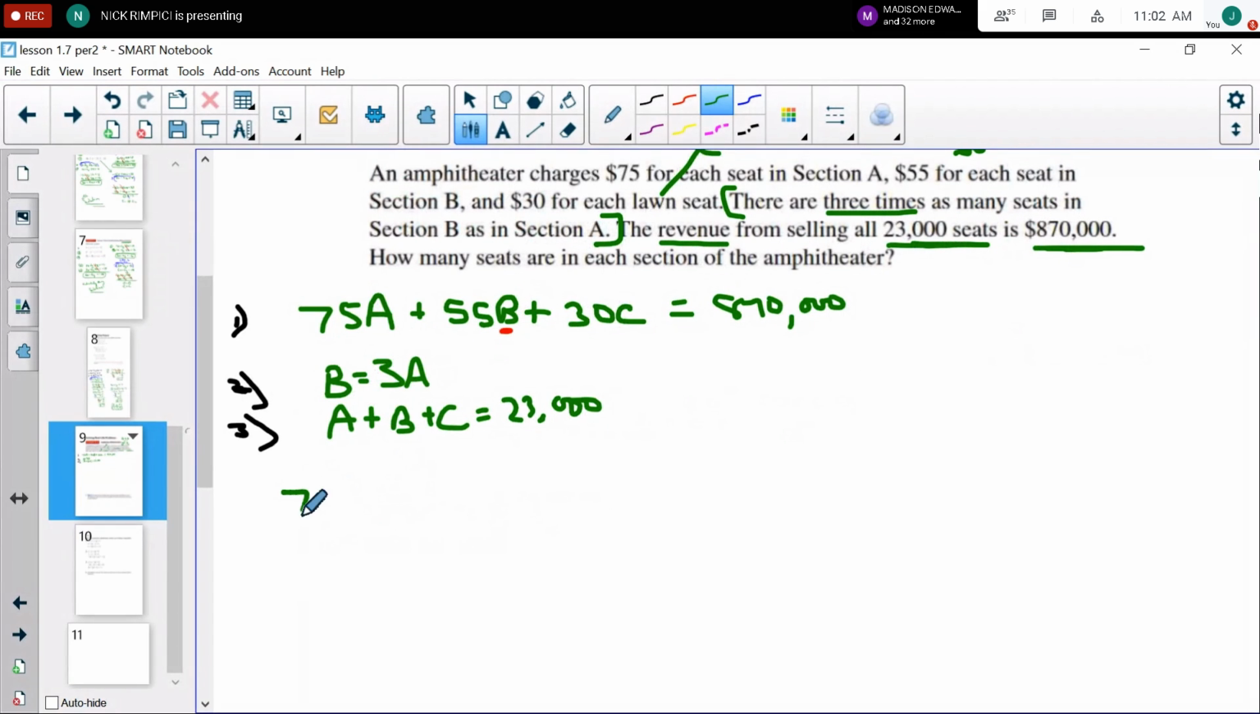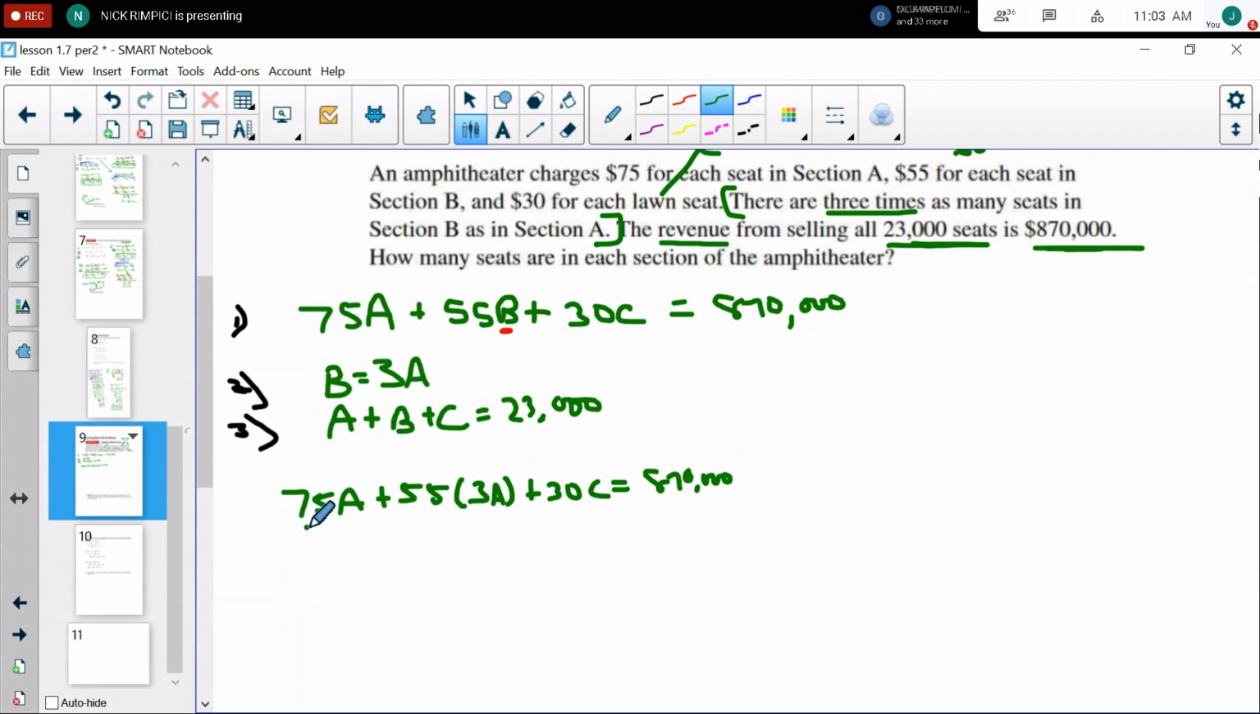And that allows me to say 75A plus 55 times, I'm replacing B with 3A, because B and 3A are the same, they're equal. It says it right here. Plus 30C equals 870,000. So this is nice, right? This makes life a lot easier.